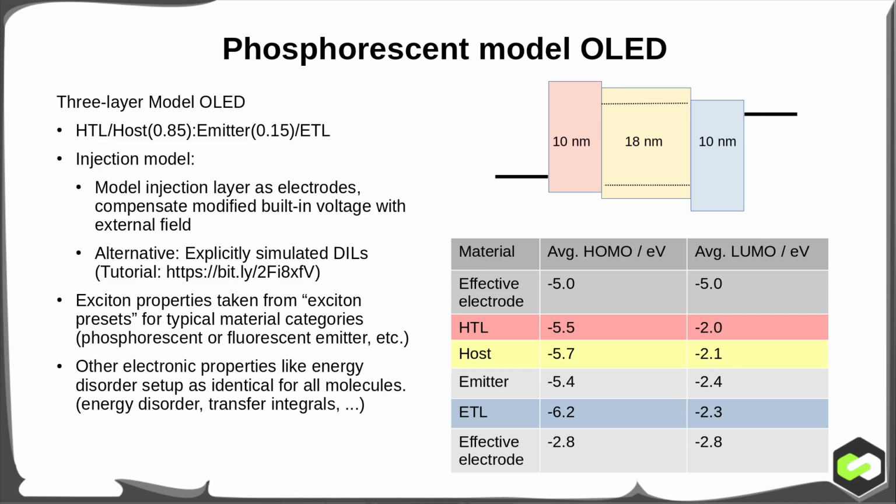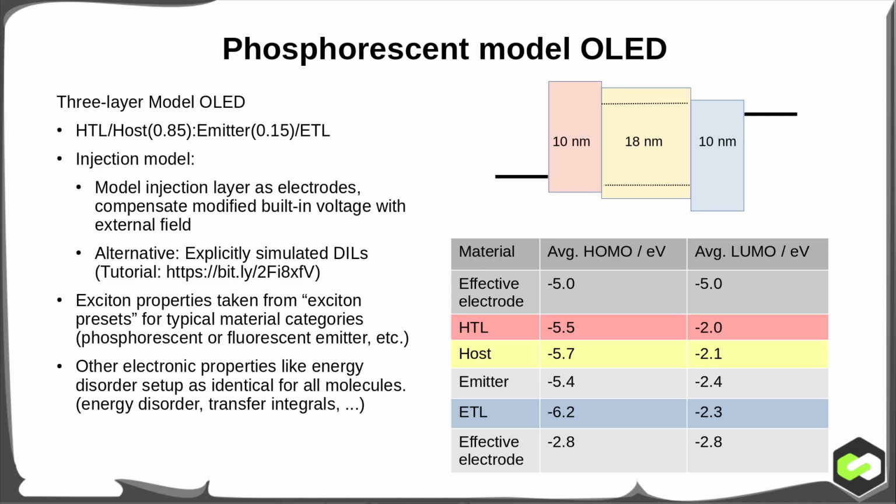You can see a sketch of the OLED in the top right. In yellow, you can see an emission layer consisting of a host material and a phosphorescent emitter, the ratio of 85 to 15%. Adjacent to the left, in red, you see a hole transport layer with a small injection barrier towards the emission layer.